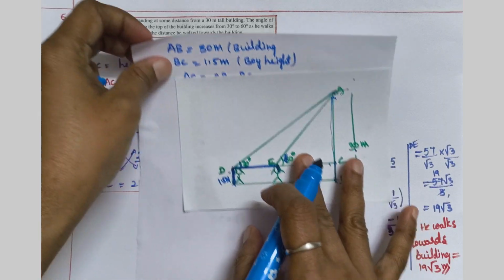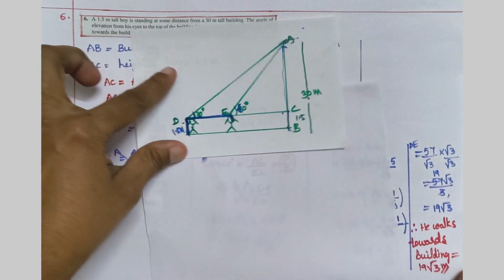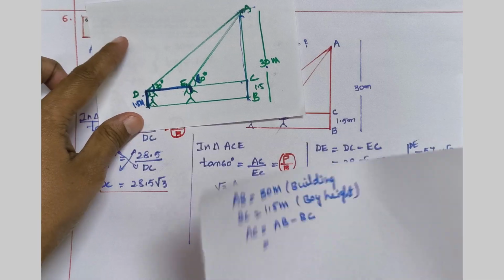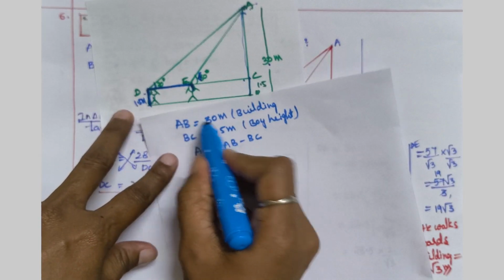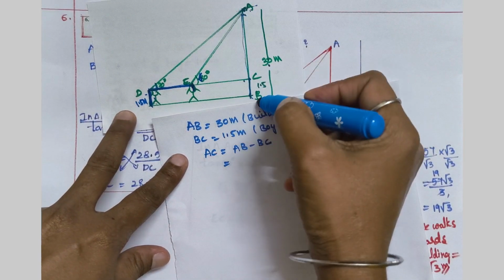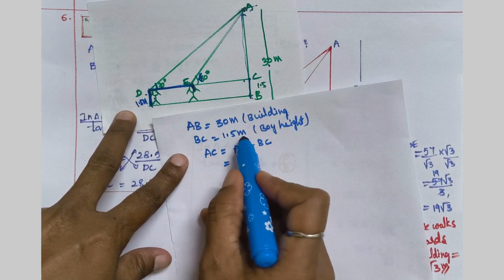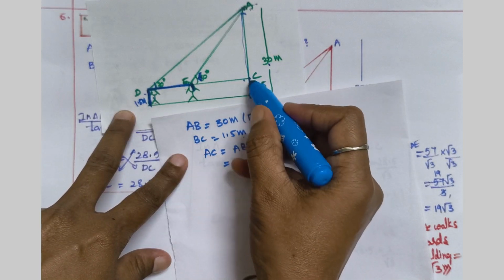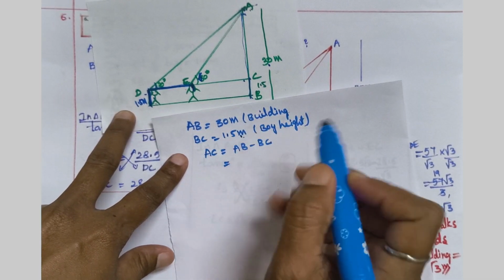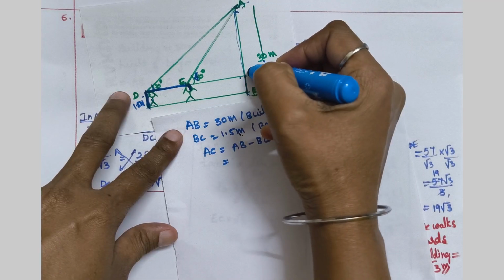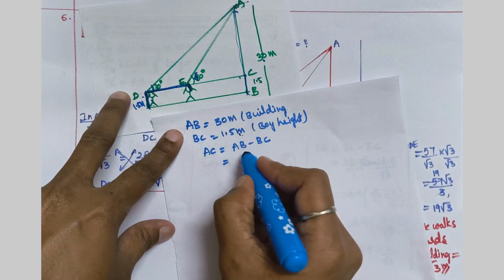Now see here, AB is the height of the building. Try to understand. AB is the height of the building, 30 meter. Next, BC is the height of the boy, 1.5 meter. Now AC is equal to AB minus BC.